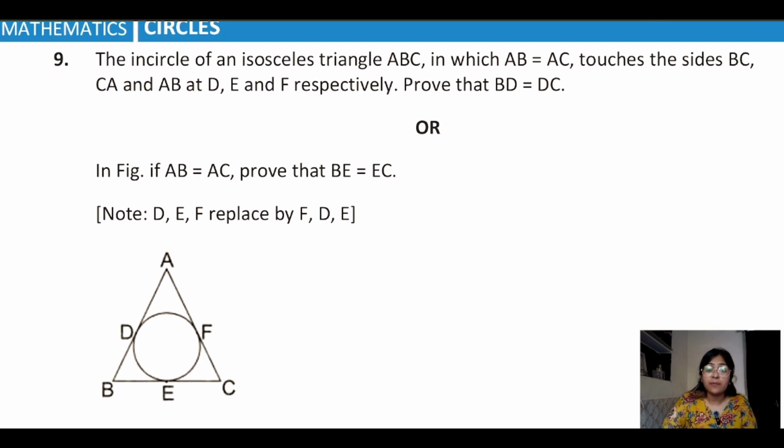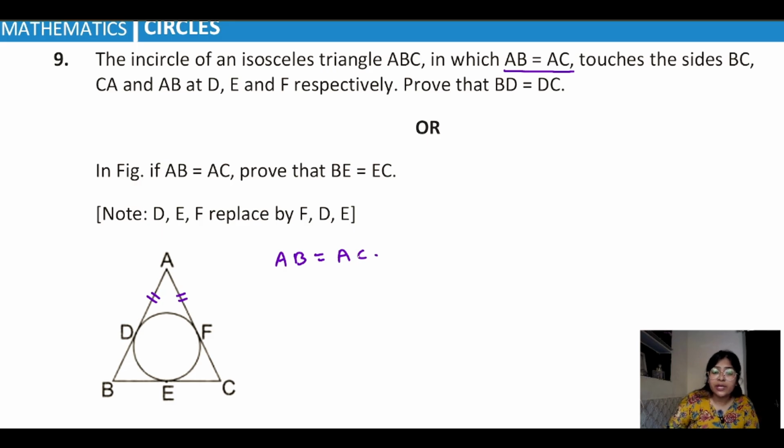Yes, incircle means the circle is inside an isosceles triangle. This is an isosceles triangle in which AB is equal to AC. This is given. If AB is equal to AC, and we know that the tangents drawn from an external point are of equal length, so AD equals AF. Yes or no?